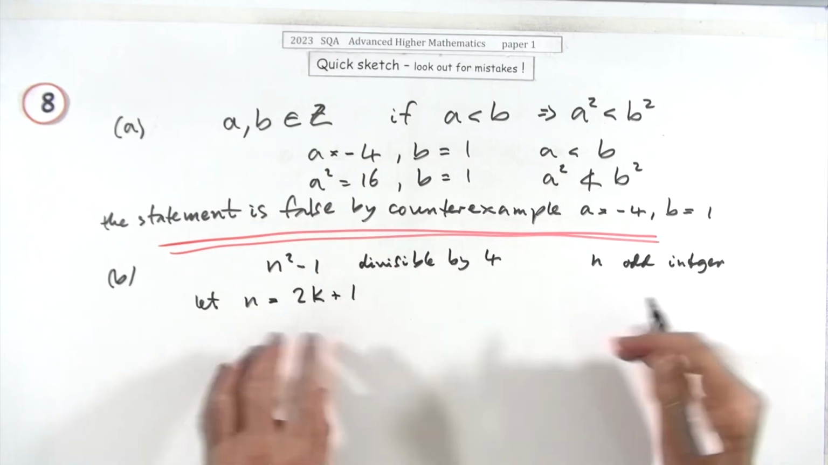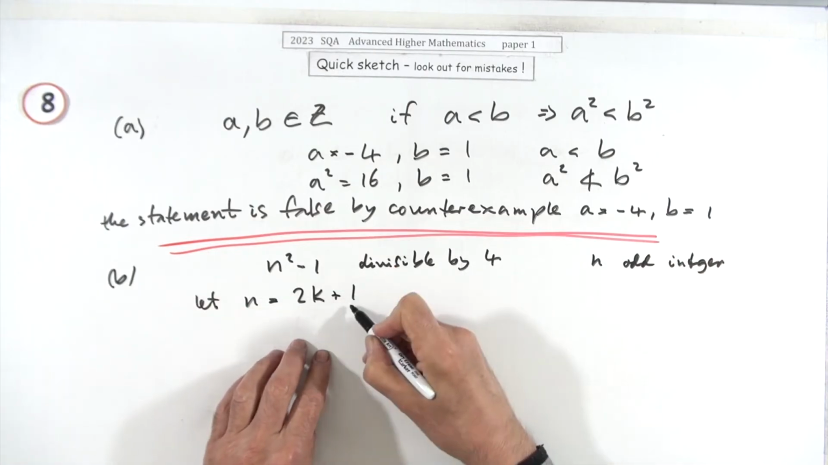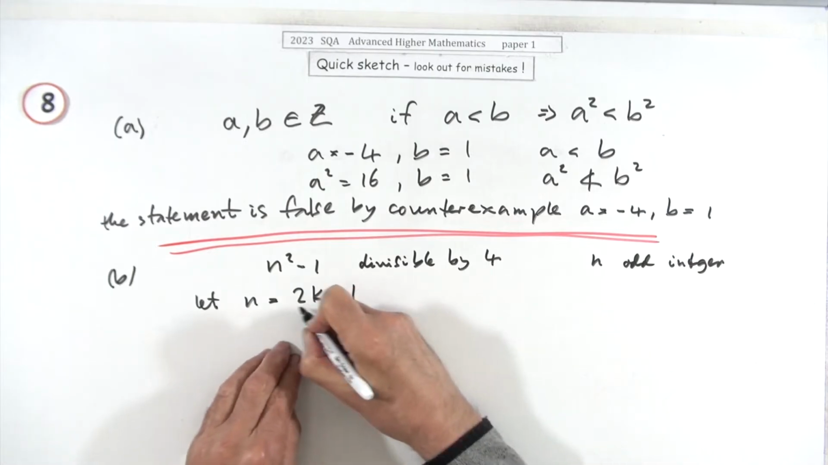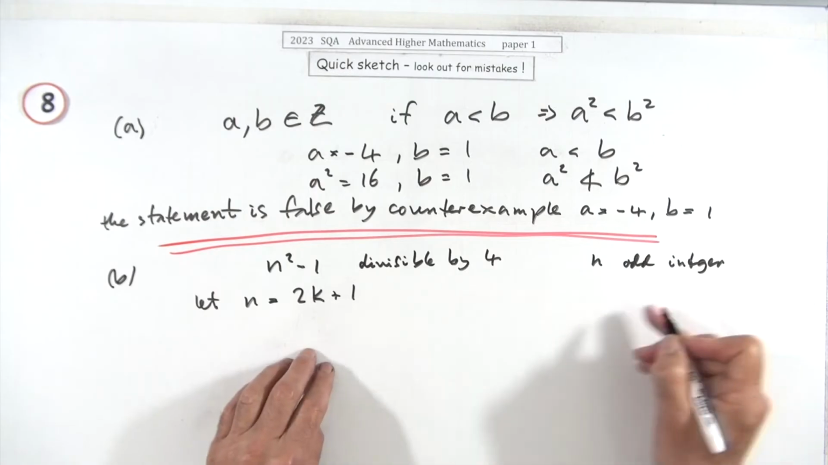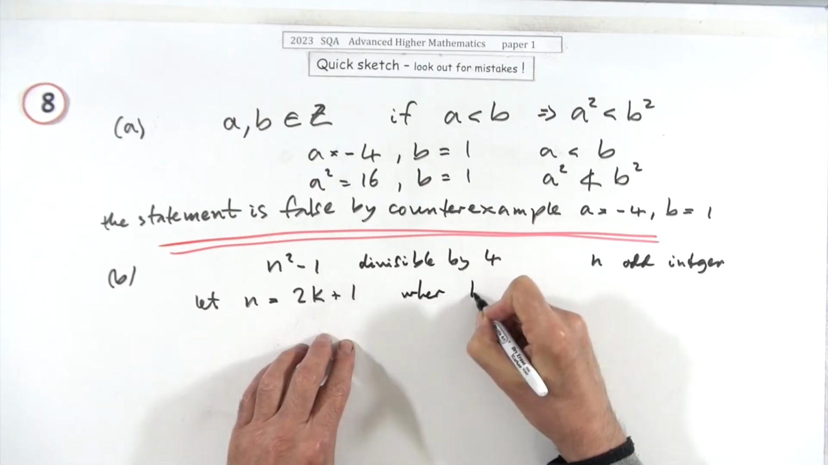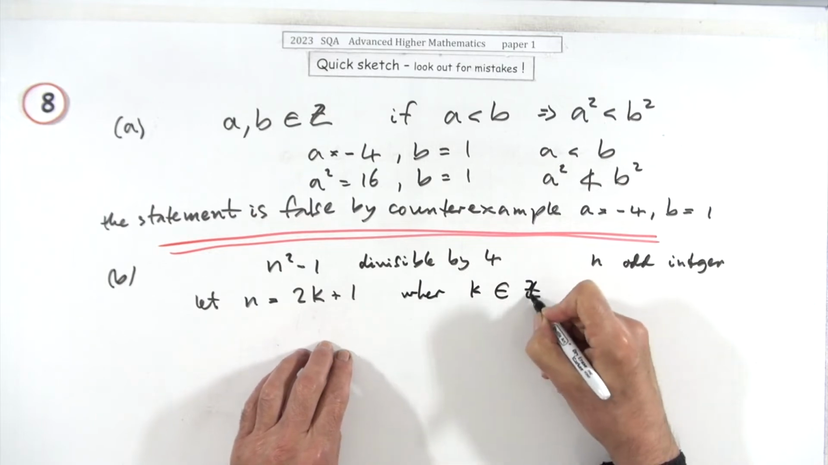You have to watch what kind of numbers you're using though, because a plus 1, if you're only using positive integers, can't produce a 1. Then you'd go for 2k minus 1, but it makes no difference here because it's all the integers. Where k is an integer.